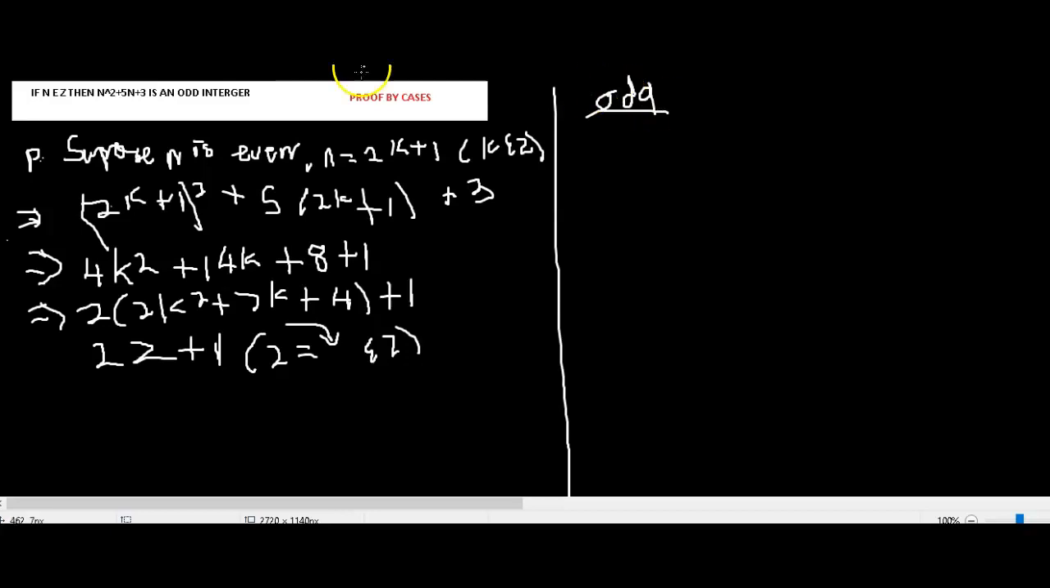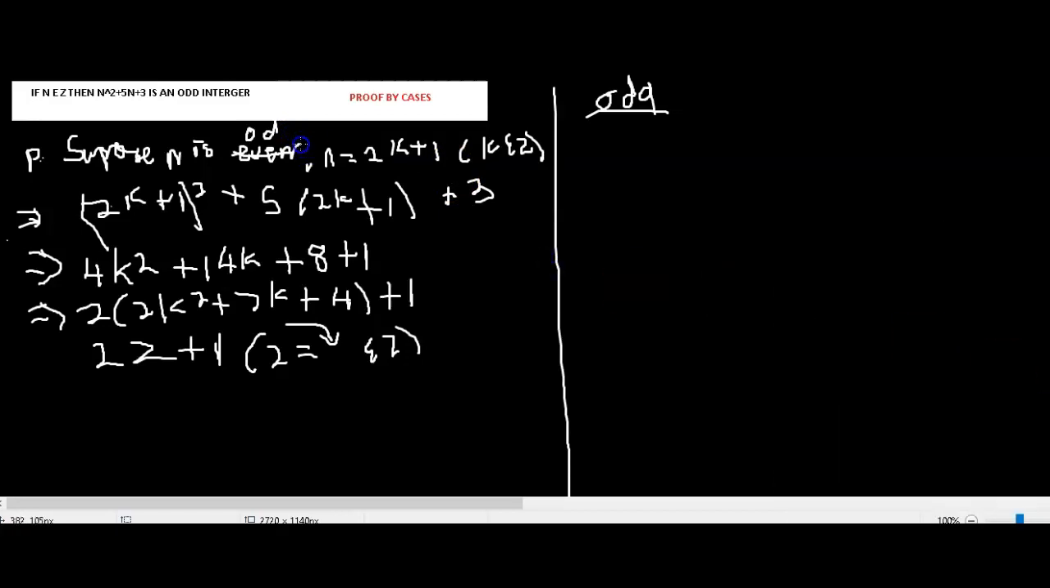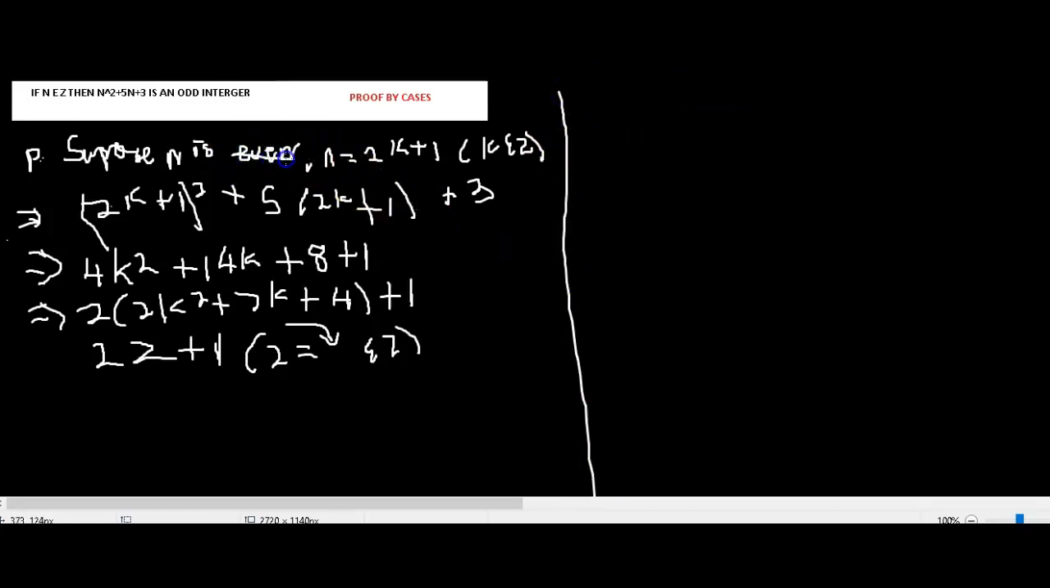Let's see, suppose n is even. Wait. Over here I actually proved that n is odd. So this is even, that's wrong. What we did over here was 2k plus 1, that's odd. So we actually did odd first, which is fine. You can do odd or even first. Doesn't really matter, right? So what we did was odd. So it's fine. Now we'll do even. So remember, this is not even, this is odd.